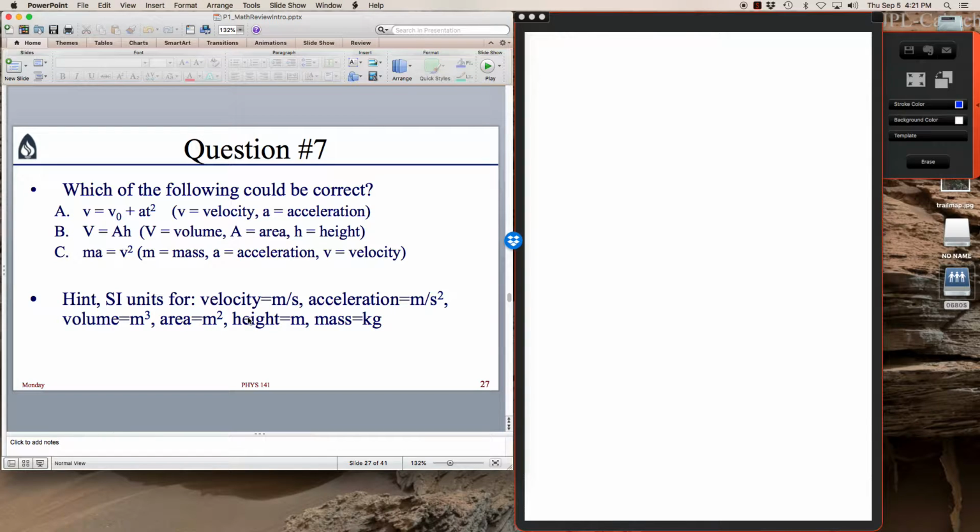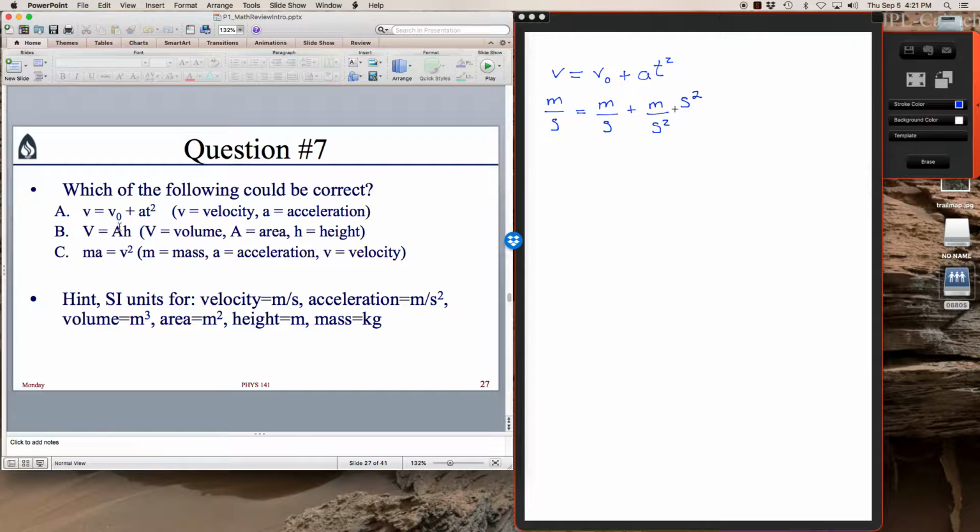Okay, so if you have your answer, let's take a look at these different equations. First we'll take a look at equation A. Equation A suggests that velocity is equal to an initial velocity plus an acceleration times time squared. And we can fill in the units for each of these quantities. A velocity is meters per second in SI units. That's going to be equal to meters per second, since this is just an initial velocity, plus acceleration has units of meters over seconds squared, and then time would be seconds, but that gets squared.